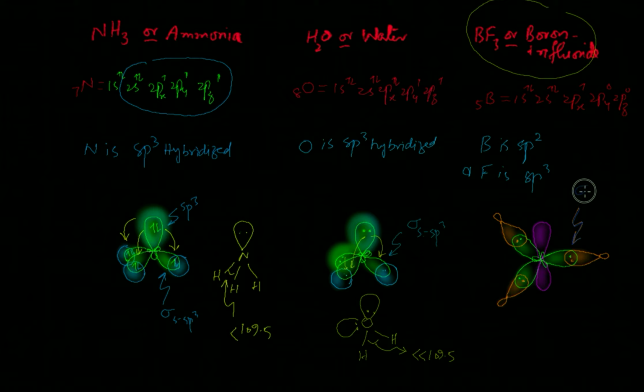So this bond is sigma sp2-sp3, and the angle between these bonds will be 120 degrees. That is the normal angle for sp2 hybridized orbitals. So these examples are explaining, and making use of, the concept of sp3, sp2 and sp hybridization. We'll be utilizing the concept of hybridization extensively while we'll be discussing the structures of different organic molecules, as well as we'll be discussing the mechanisms of organic reactions.